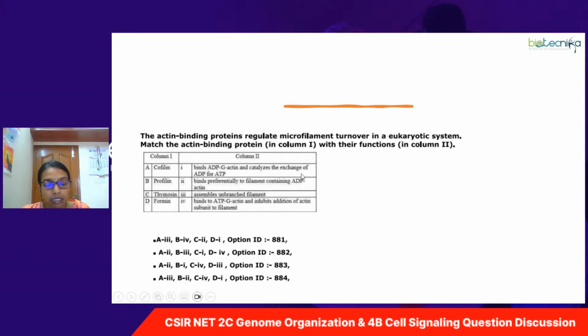Try out. In my last session, I had discussed with you the functions of different accessory proteins, whether they come from microtubules or from microfilaments. Of course, intermediate filaments we don't have as such, but in these two cases we have a lot of accessory proteins. Can you please try this question? The options are given, so you can give your answers as 1, 2, 3, or 4. Try out, everyone.